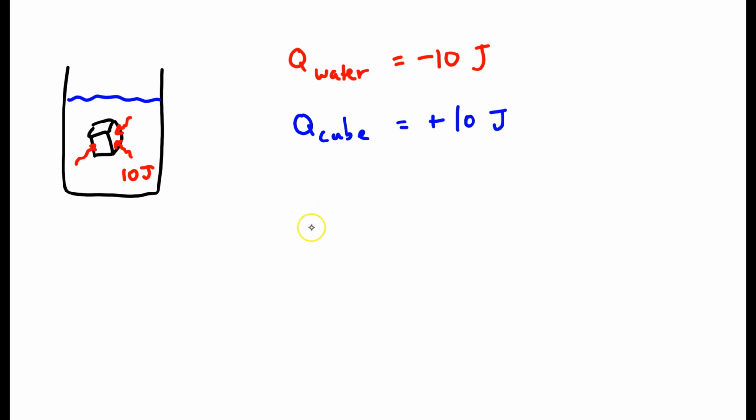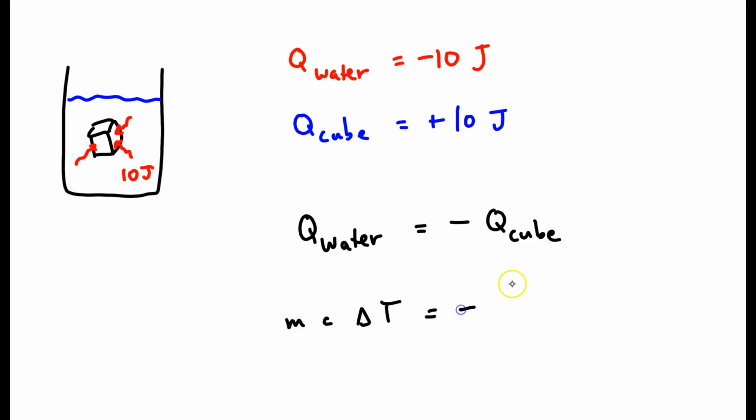And what do we notice? We have now a relationship. The heat of the water is equal to negative the heat of the ice cube. So if both objects are changing temperature, and that's all, if they both change temperature, we would have an mcΔT for each. And we could put subscripts for water and subscripts for the cube.